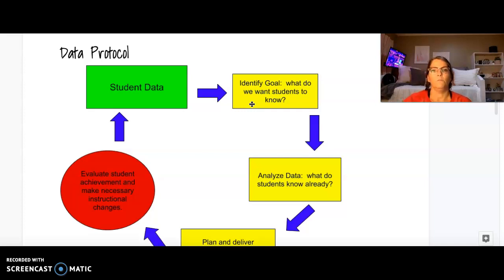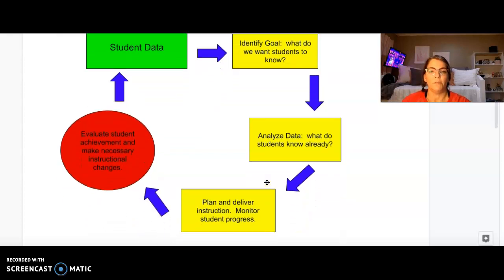Okay, so then you would move on from that and you would look at what do they already know. So it would be data from each child. Do they recognize the letters? Do they recognize the uppercase but not the lowercase? And it would just be analyzing what it is they know so we know where to start with our instruction.